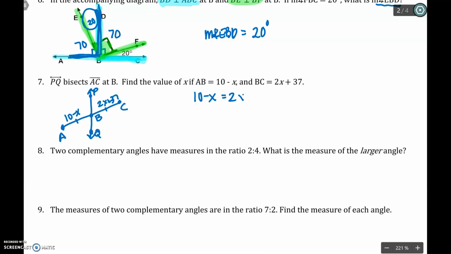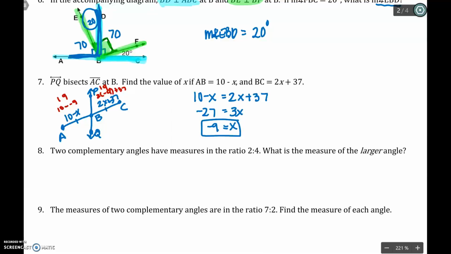So I can set them equal to one another because they are the congruent segments. And I'm going to add x to both sides. I'm going to subtract 37 from both sides, and I'm going to divide by 3 and get x equals -9. Now normally a negative number in geometry is kind of weird because we don't have negative measures, but what that means is if I were to plug back in, I'd get 19 for this one, and also 19 for this one.